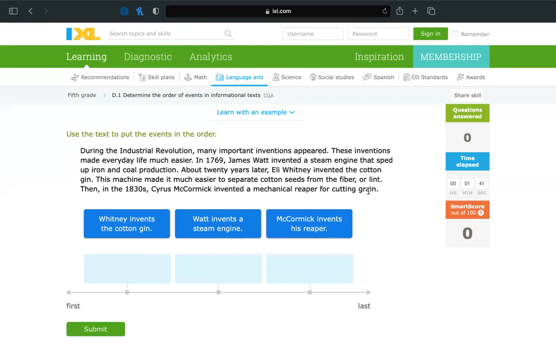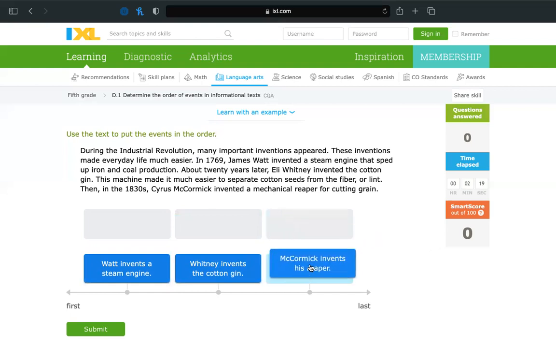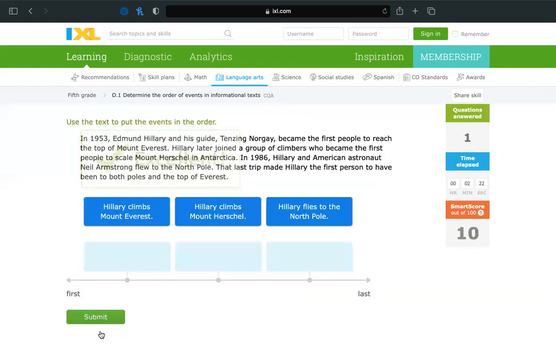So now that we know that this passage is talking about the Industrial Revolution and important inventions around this time, let's go ahead and put these inventions in order. First, like we mentioned, the first one that we see is in 1769, James Watt. So let's find the one that says where Watt invents a steam engine, and put it first. Then about 20 years later, in 1789 or so, we have Eli Whitney inventing a cotton gin. So let's put that second. And then finally, we have Cyrus McCormick in the 1830s who invented a mechanical reaper for cutting grain. So let's go ahead and submit it, and excellent.